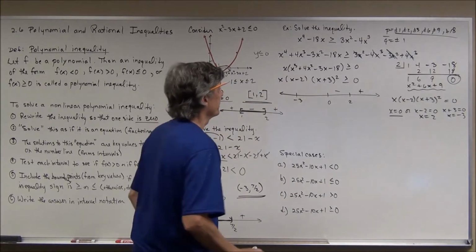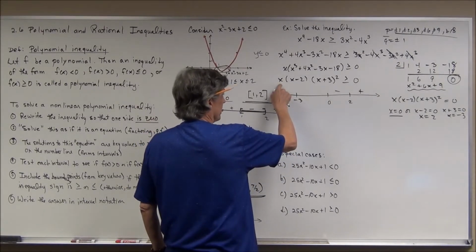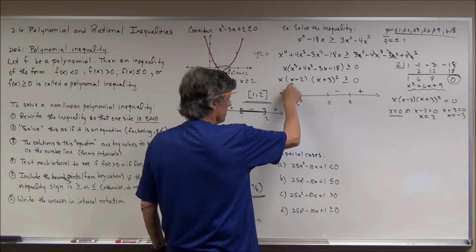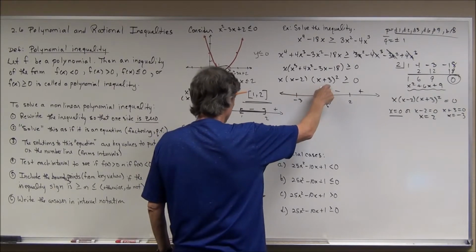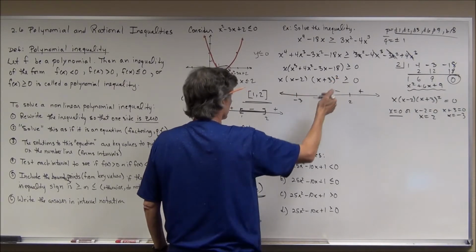Take a value from here like negative 1. That would make that negative, negative 1. That would make this negative. Negative 1 minus 2 is negative 3. So negative times negative, and negative 1 plus 3 quantity squared. Since it's squared, it's going to be positive.